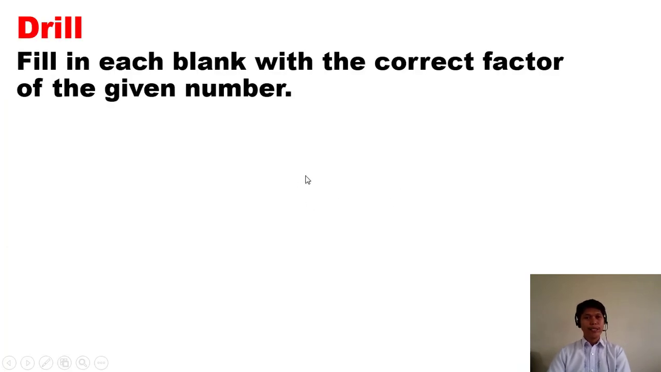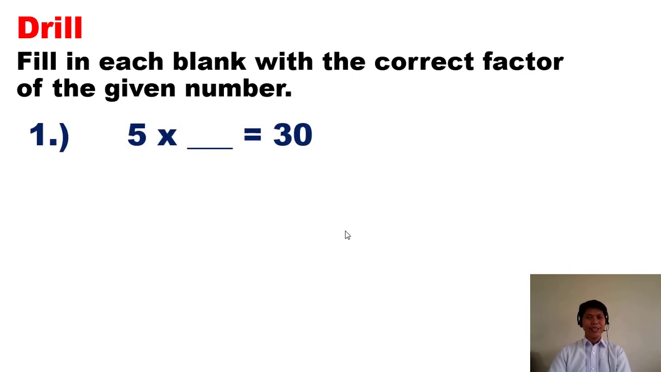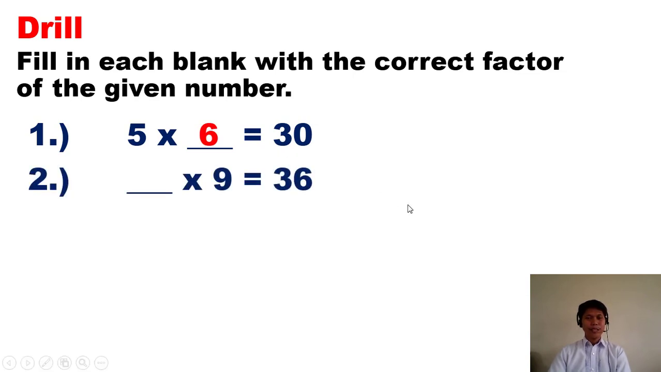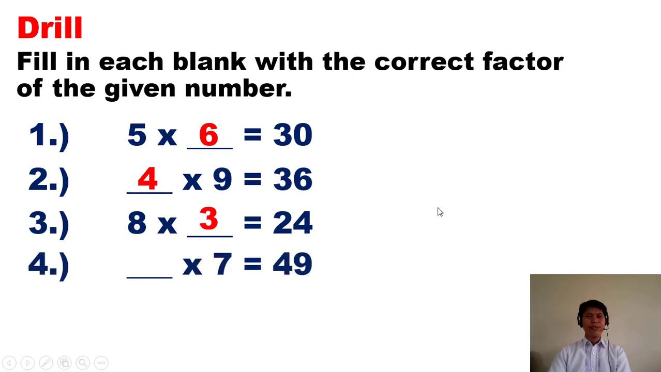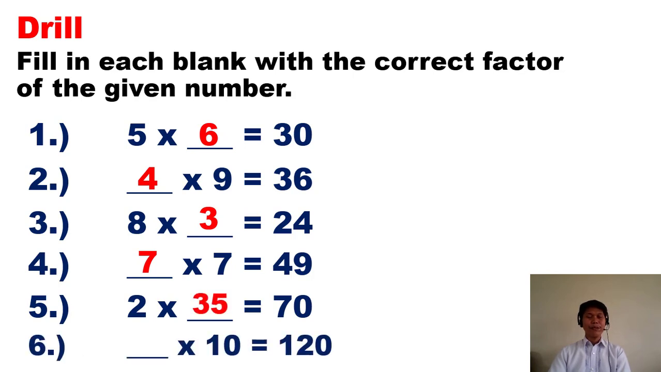Fill in each blank with the correct factor of the given number. So I'll give you a few seconds before I reveal the answer, or you can pause the video if you need more time. Try to make it fast. Start. Okay, so the correct answer is 6. Number 2. Okay, the correct answer is 4. Number 3. Okay, so it is 3. Number 4. Okay, so it's 7. And number 5. Okay, so it is 35. Number 6. Okay, so it is 12. Did you get the correct answers?